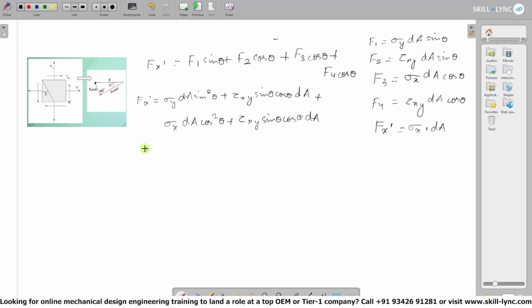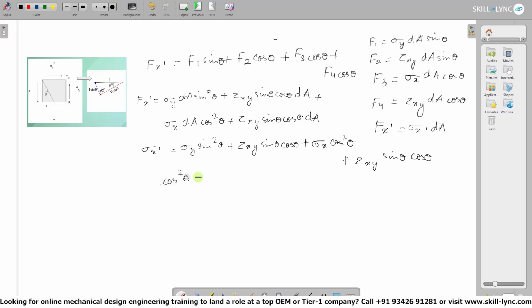So instead we can write the new equation, which is sigma x dash is equal to sigma y sine square theta plus tau xy sine theta cos theta plus sigma x cos square theta plus tau xy sine theta cos theta. Now that we got this equation, the next thing we'll have to see is that we have some trigonometric equations which we can substitute here.